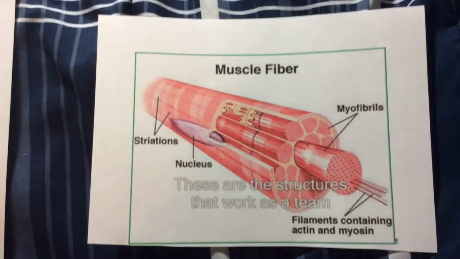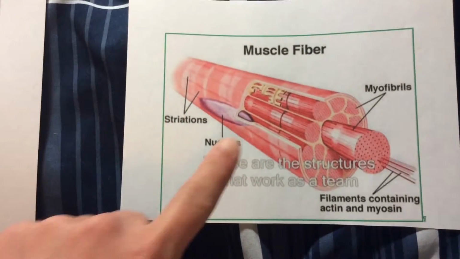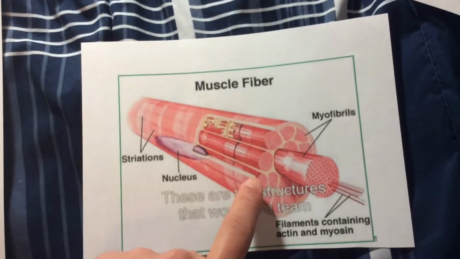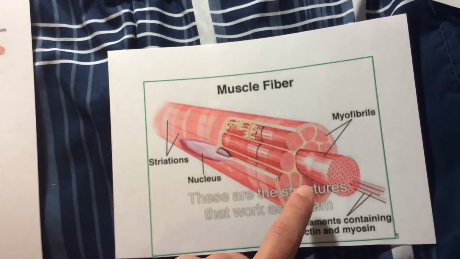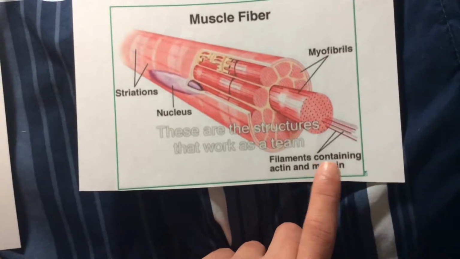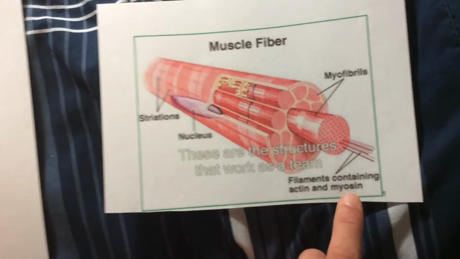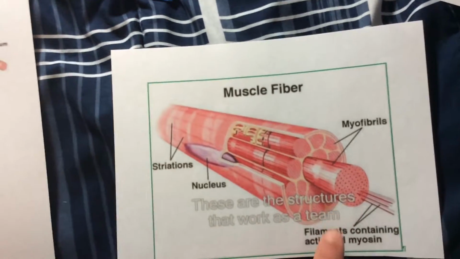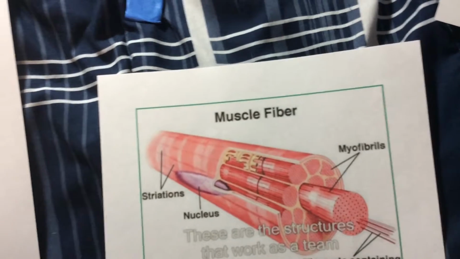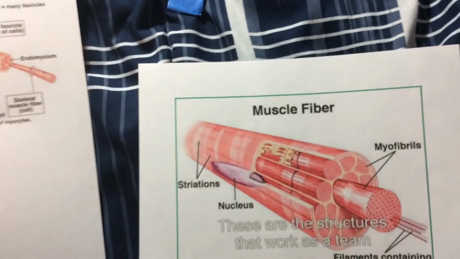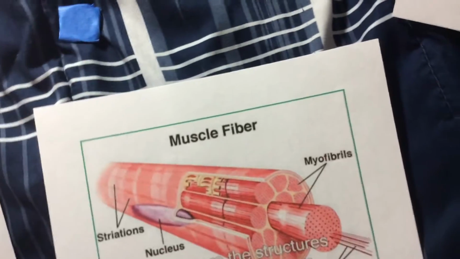Within this muscle fiber, for muscle contraction to happen, this releases acetylcholine, a neurotransmitter, down at the end. These filaments contain actin and myosin. The acetylcholine binds to the muscle and the cell membrane.